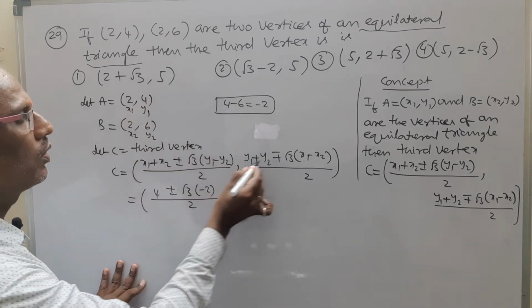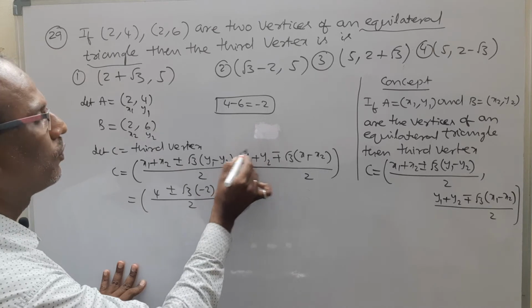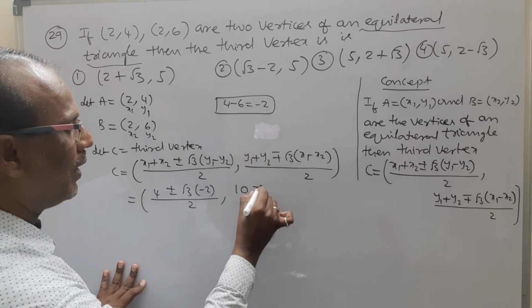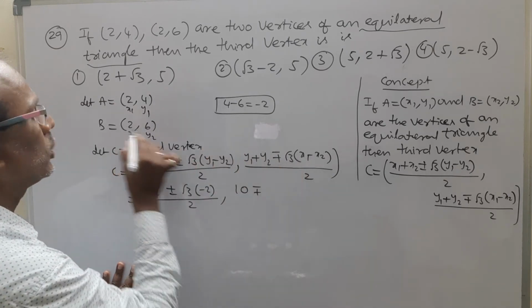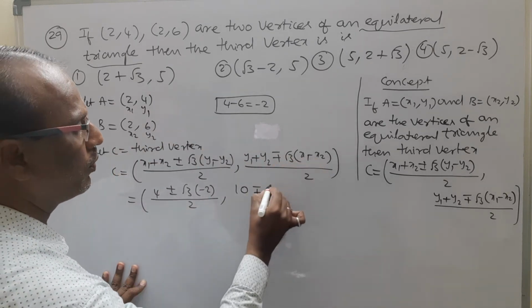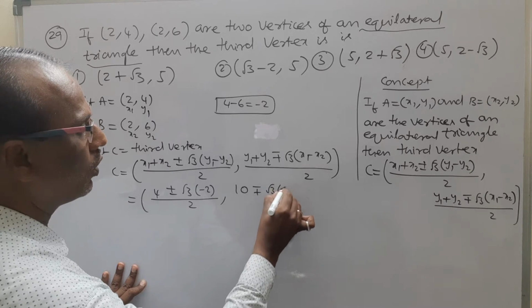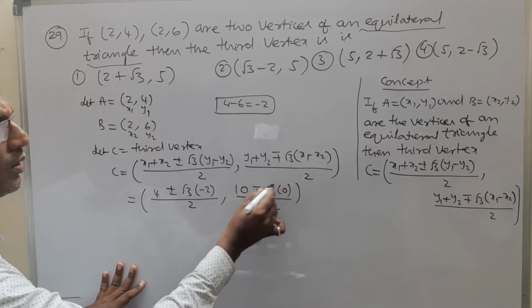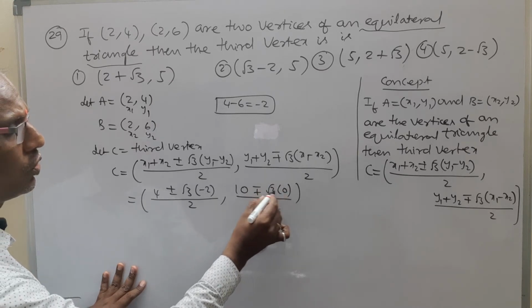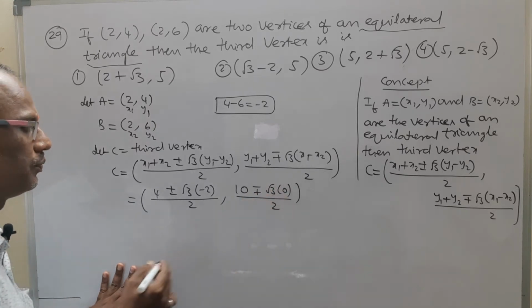y1 equal to 4, y2 equal to 6. 4 plus 6, 10. Minus r plus, x1 is 2, x2 is 2. 2 minus 2, 0. Root 3 into 0 by 2. Root 3 into any number. Root 3 into 0. 0 into any number is 0.